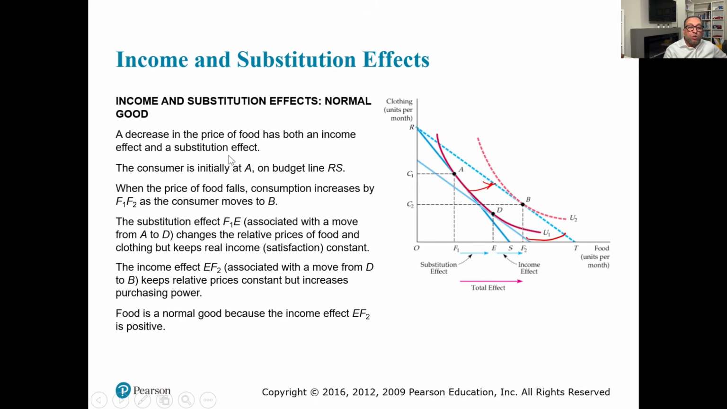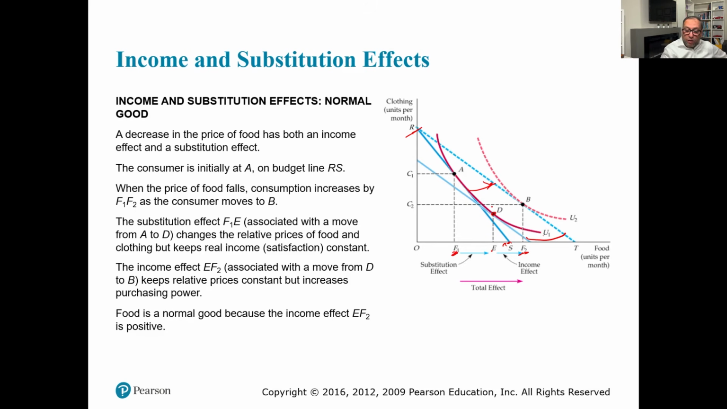So a change in the price of a good has both an income effect and a substitution effect. The consumer is initially at point A on the budget line RS. When the price of a good falls, consumption of this good, food, increases from F1 to F2. The substitution effect is from F1 to E, because E is on the same indifference curve, point D.